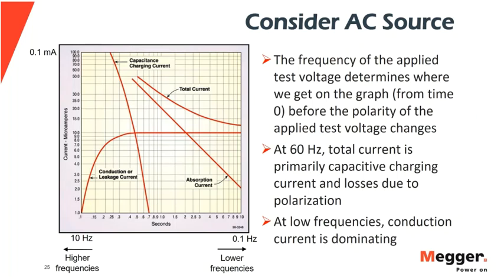That voltage application is still steady there. We haven't reversed the polarity yet. So once it's charged, that disappears from the measurement, and then, yeah, conduction current is dominating.